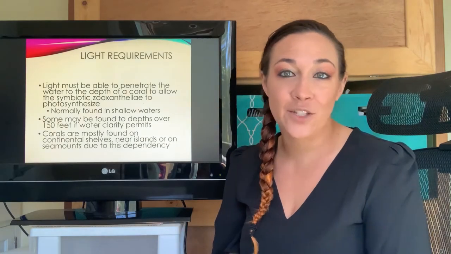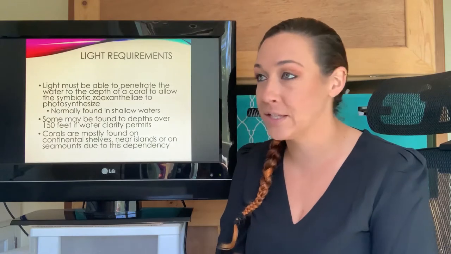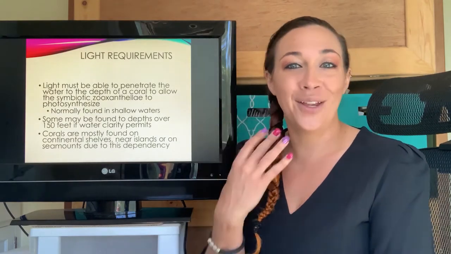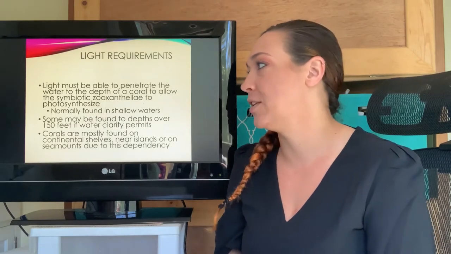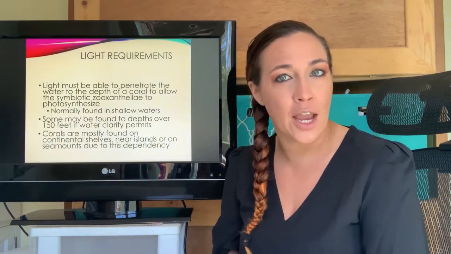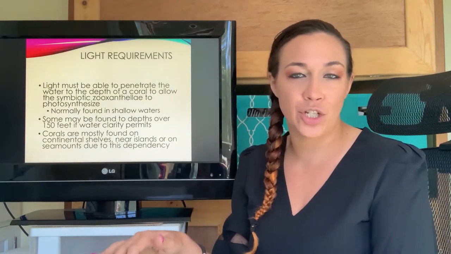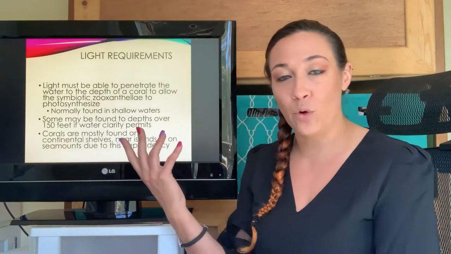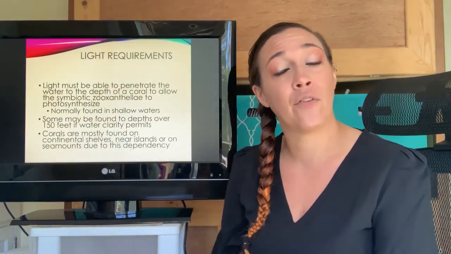We already talked about light. It's very important to have light. You need it for the zooxanthellae to do their photosynthesis, so the water quality has to be good, it has to be clear, and it has to be bright and sunny for these things to happen. Corals can live deep if there's light. Like I said, light penetrates down to 200 meters, and you can get some corals living as deep as 150 meters if the water is clear enough.